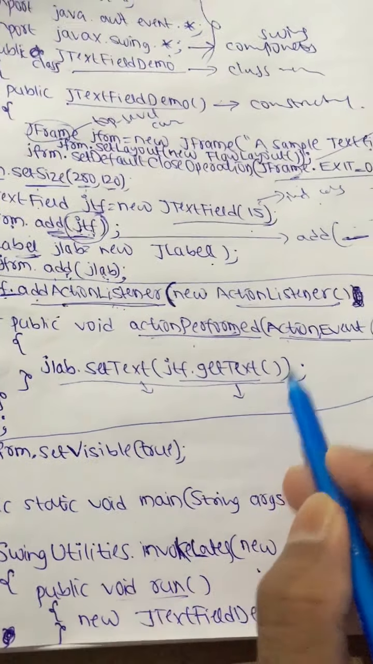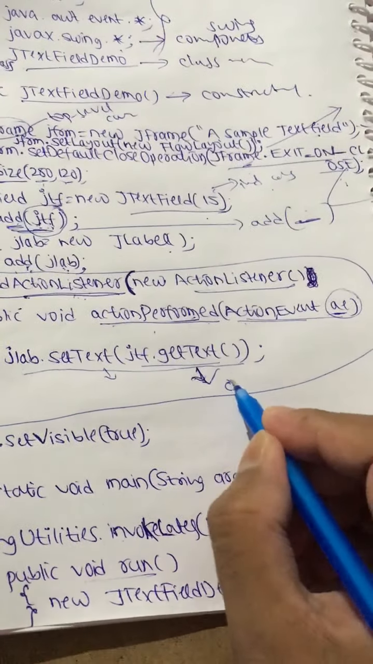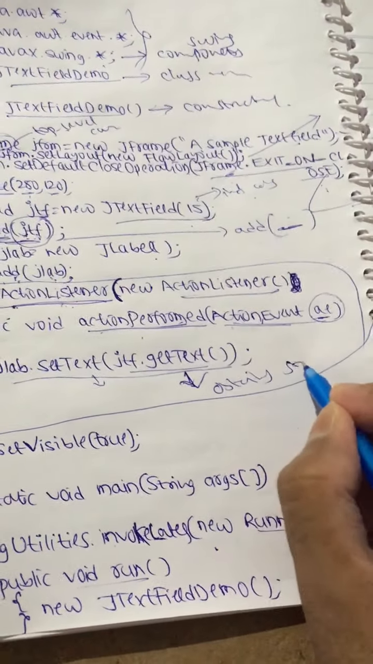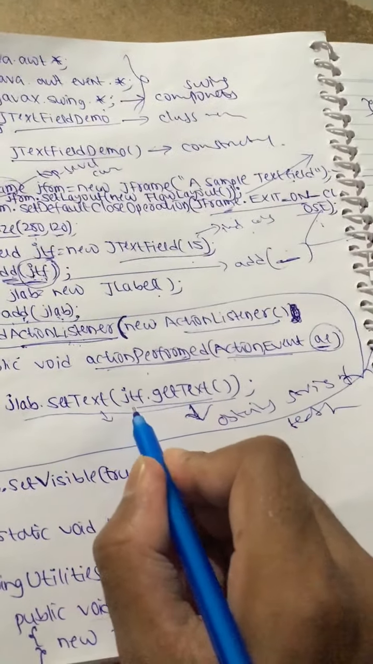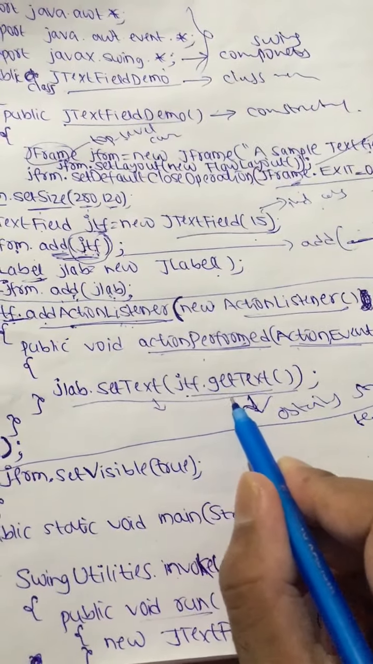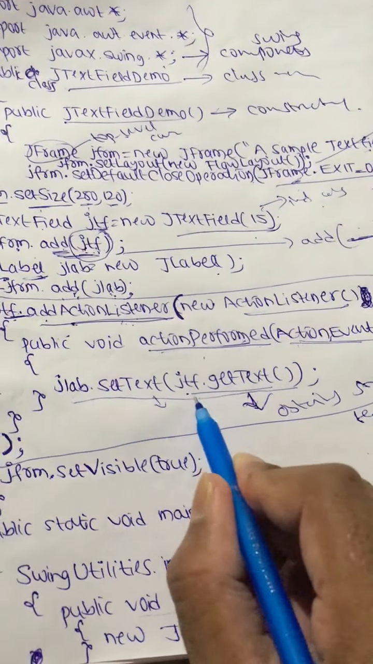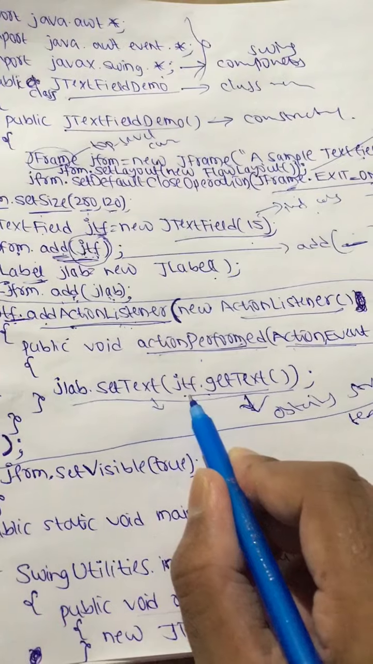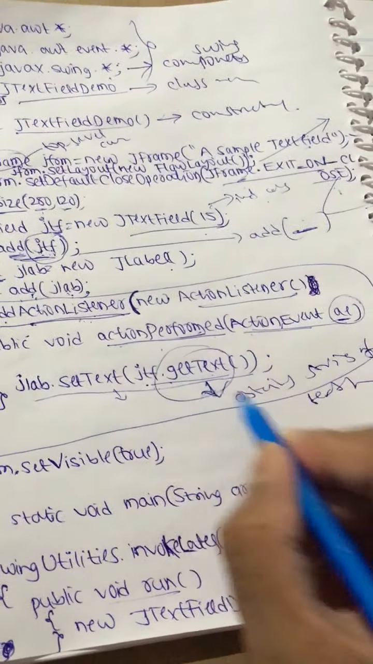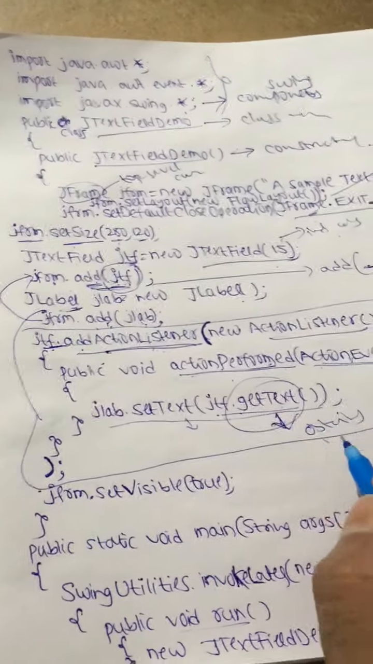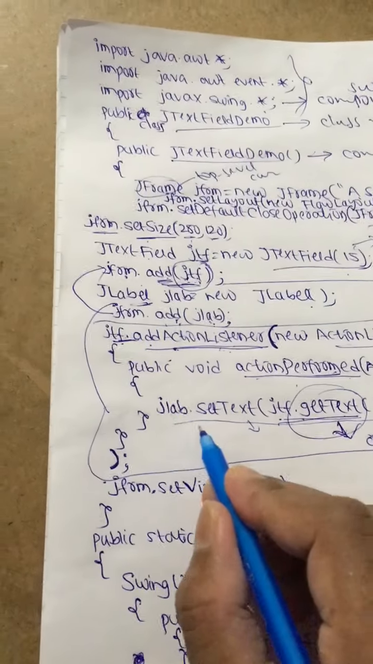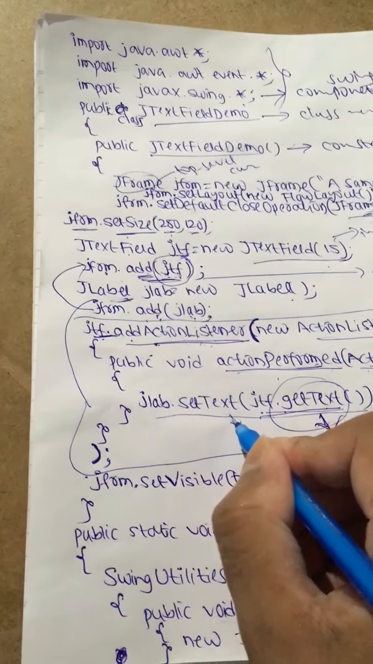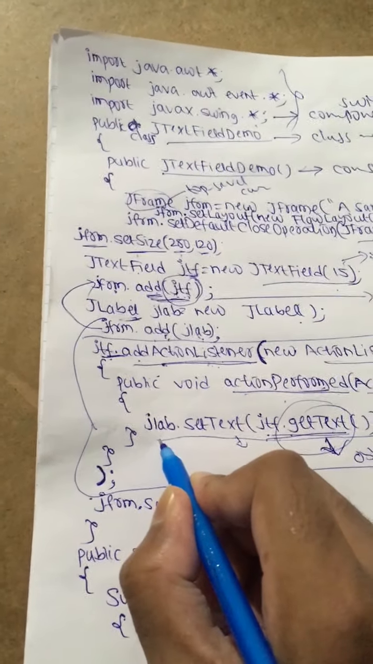jlab.setText(jtf.getText()). jtf.getText is a method which obtains a string from the text field. jtf is nothing but the JTextField object. getText obtains the string from the text field. Whatever string is obtained by using jtf.getText will be displayed as a label by using the setText method of the JLabel class.